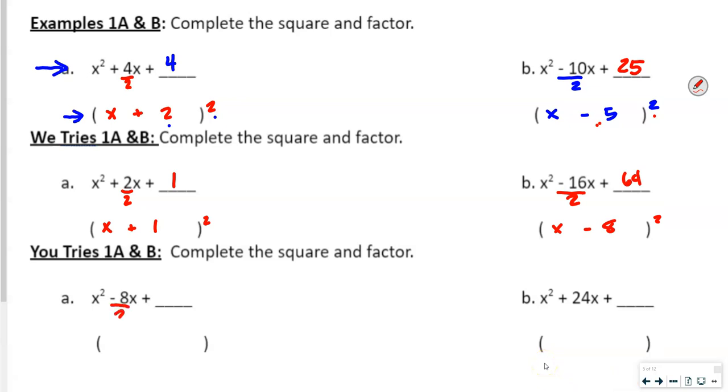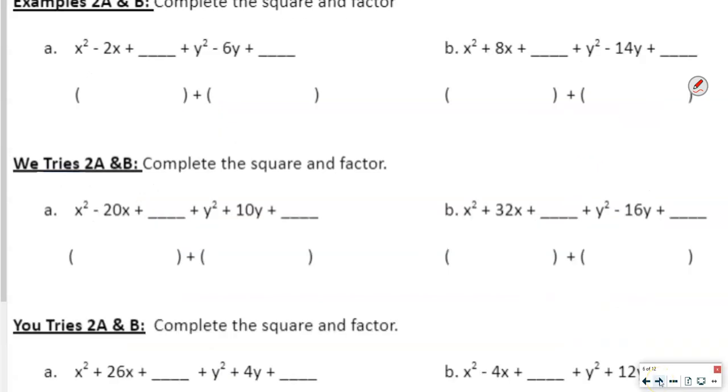Going to divide the negative 8 by 2, so this is going to be x minus 4 squared, and negative 4 times negative 4 is 16. Remember, this third term is always going to be positive, because whether you square a positive or a negative, you get a positive. So 24 divided by 2, this is going to be x plus 12 squared, and 12 times 12 is 144. Okay, and we're going to take it one step further.